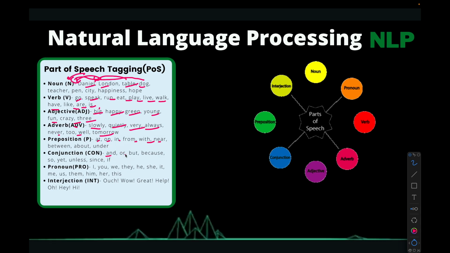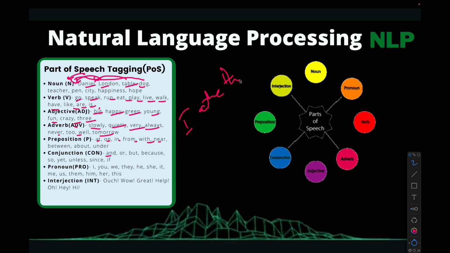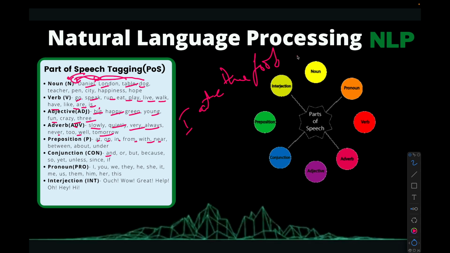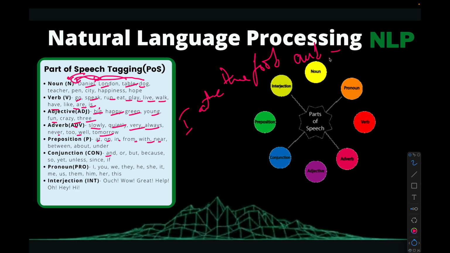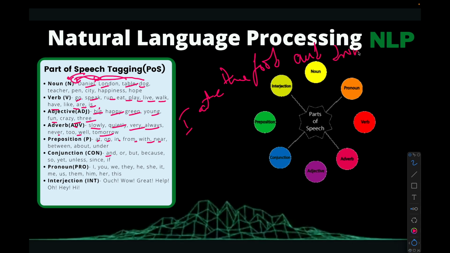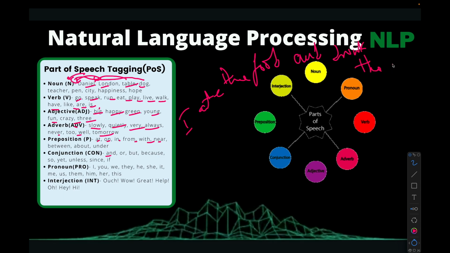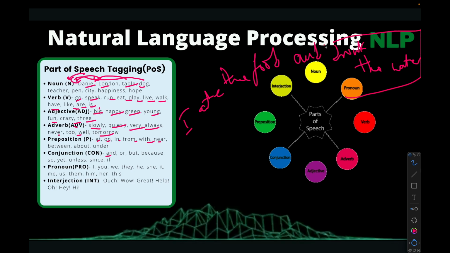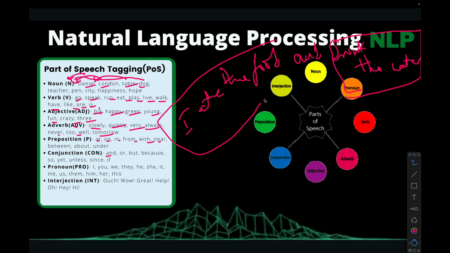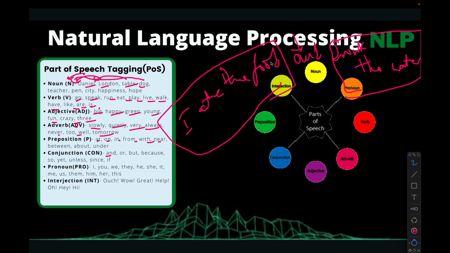Conjunctions like "and" combine two words or phrases together. So maybe words like "I ate the food", that's one phrase. Then if I want to combine it with another, I'll bring in "and". So, "I ate the food and drank the water". This will be another phrase. If we want to put them together, then we need what is called a conjunction. So this "and" becomes a conjunction.